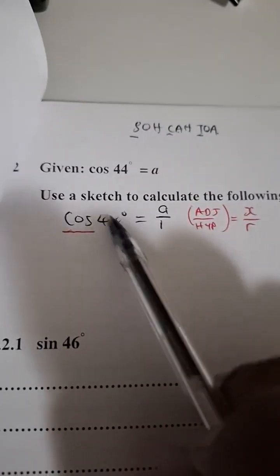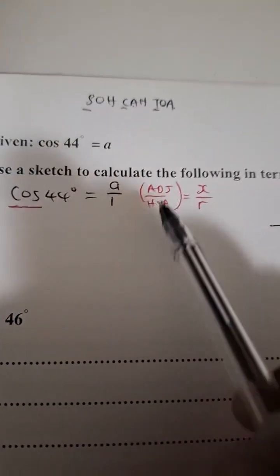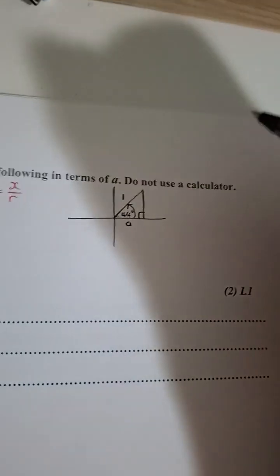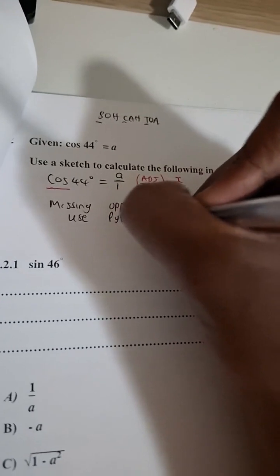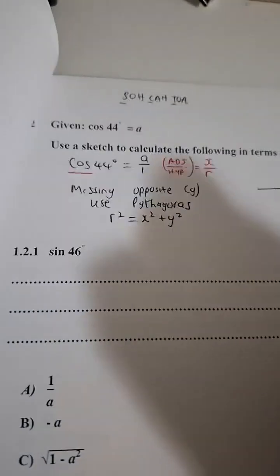Then I look at my definition. Cos 44 degrees, A over 1. This is adjacent over hypotenuse. So my adjacent side is A, my hypotenuse side is 1. I am missing my opposite side. In other words, I am missing my y value. So I'm going to use what? Pythagoras, which says r squared is equal to x squared plus y squared.